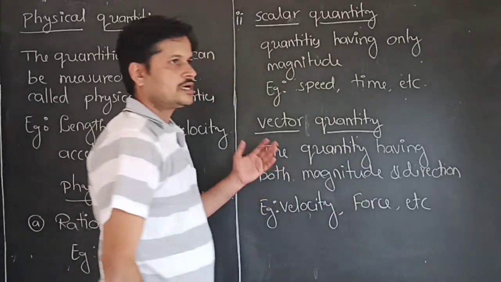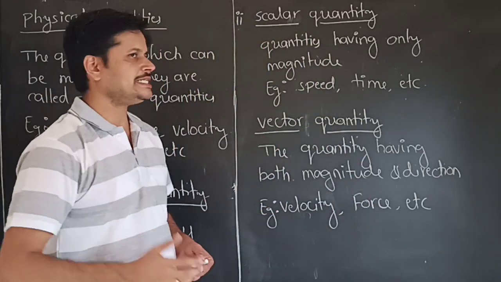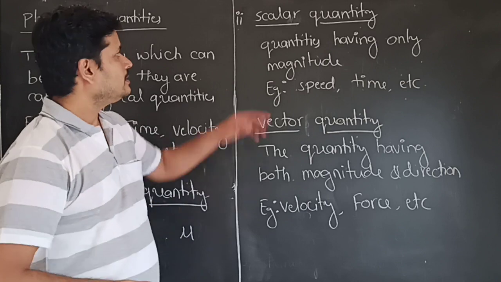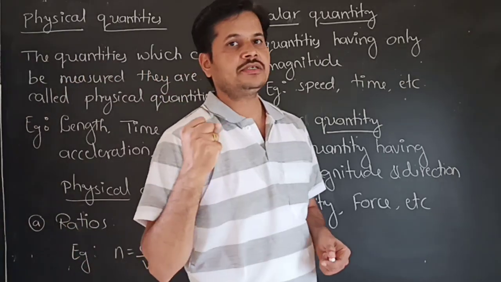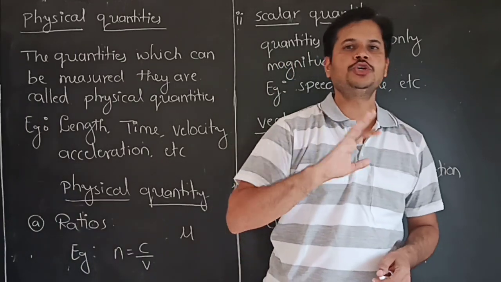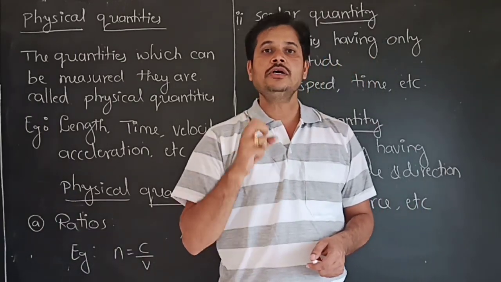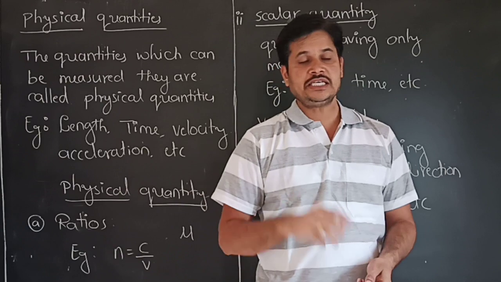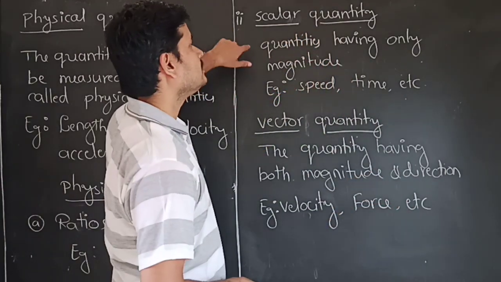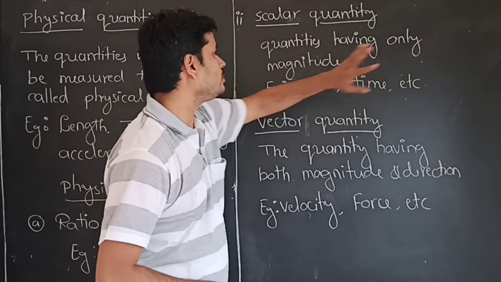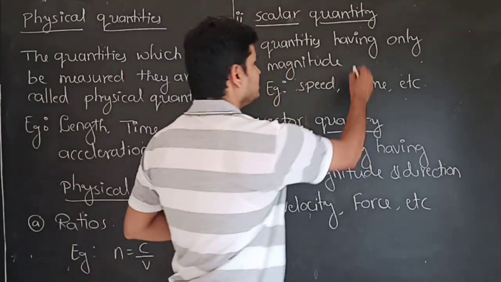Next, the second one is scalar quantities. You have already heard about these quantities in high school. Scalar quantities are such quantities which give only the magnitude value. They do not show the direction. Such quantities are called scalar quantities, and the definition is: the quantities having only the magnitude value.